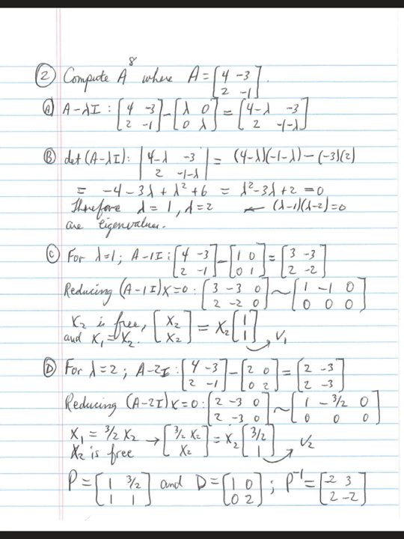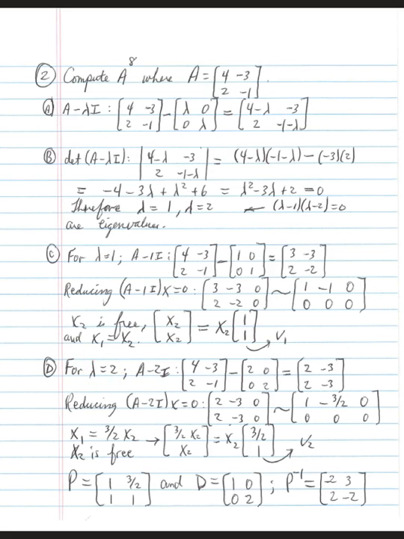The second column has no pivot, so x2 is free. x1 is equal to 3/2 x2, and x2 is free. Replace x1 with 3/2 x2, x2 is free, so recopy. Pull out an x2, that leaves you with 3/2 and a 1. This is the second eigenvector, and it corresponds to the eigenvalue of 2.